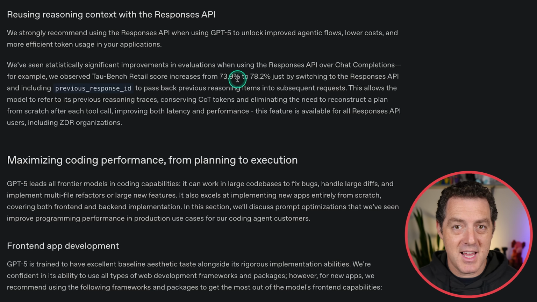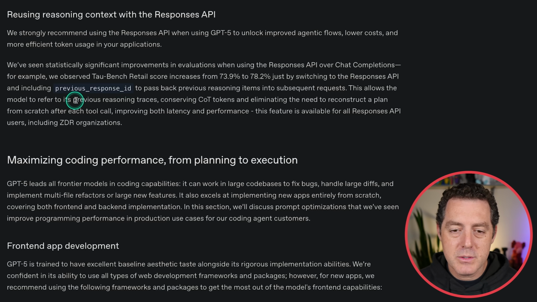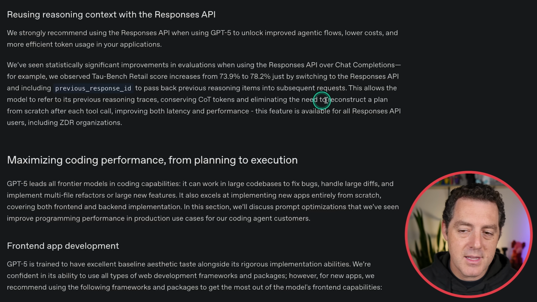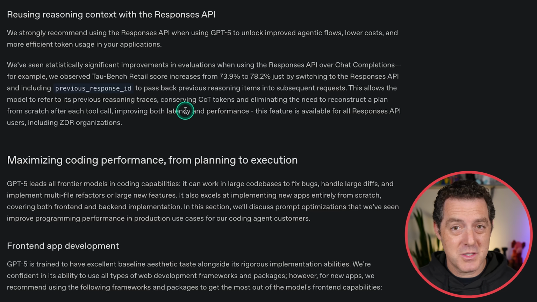And why is that? This is because the Responses API allows you to reuse context across Responses API calls. So you get improved agentic flows, lower costs, and more efficient token usage in your applications. It allows the model to refer to its previous reasoning traces, conserving chain of thought tokens and eliminating the need to reconstruct a plan from scratch after each tool call, improving both latency and performance. So keep that in mind as you're deciding which API to use. It seems pretty obvious which one you should use.